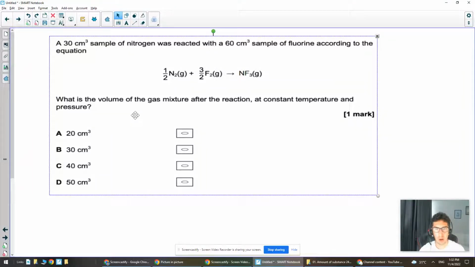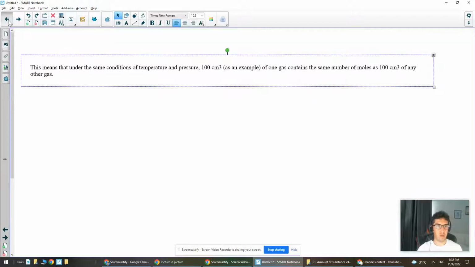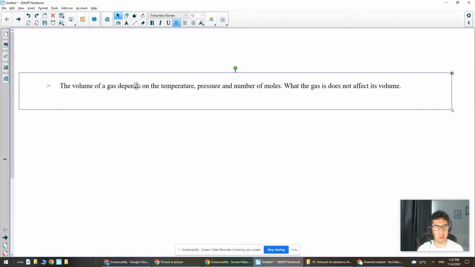Okay, so we're going to look at how to work out a question like this when you're given volumes of different gases and then asked to work out a different volume. This works because if you have a constant temperature and pressure, volumes are directly proportional to moles. So before we start, we need to know that the volume of a gas depends on temperature, pressure, and number of moles, but what the gas is does not affect the volume.